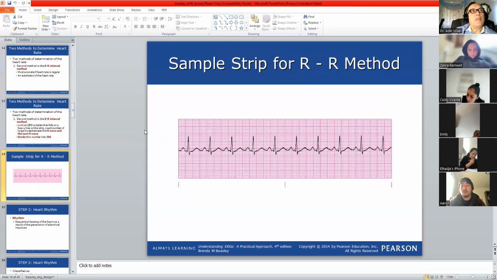Let us get this example. I need everyone, if you don't have background noise, to open your mic.